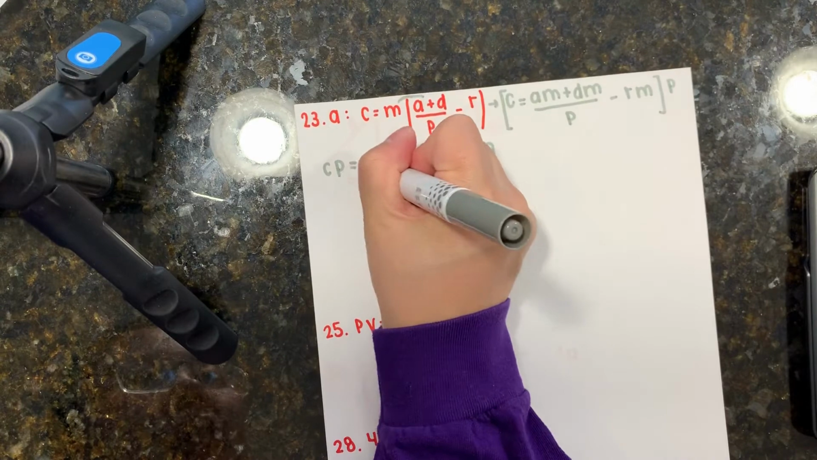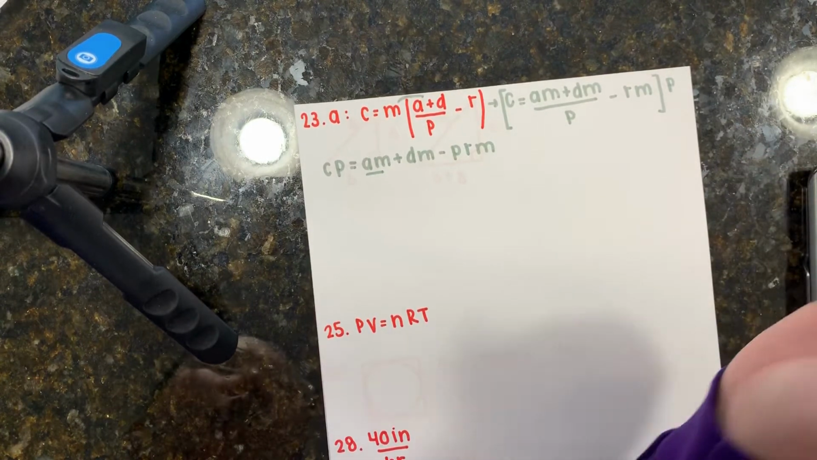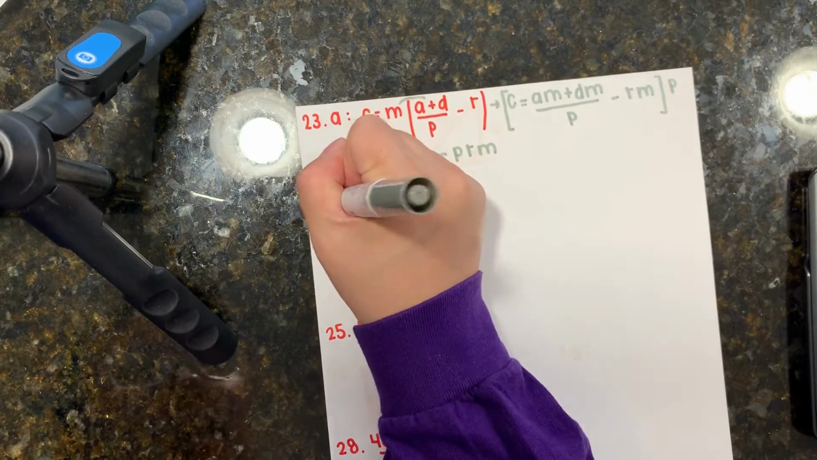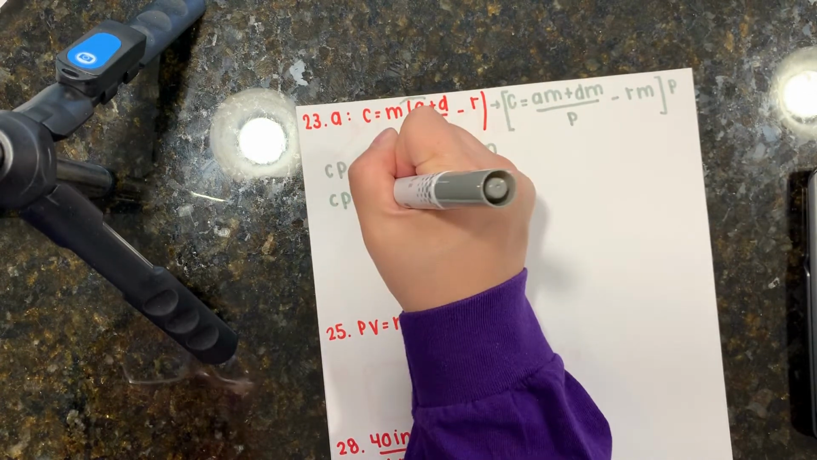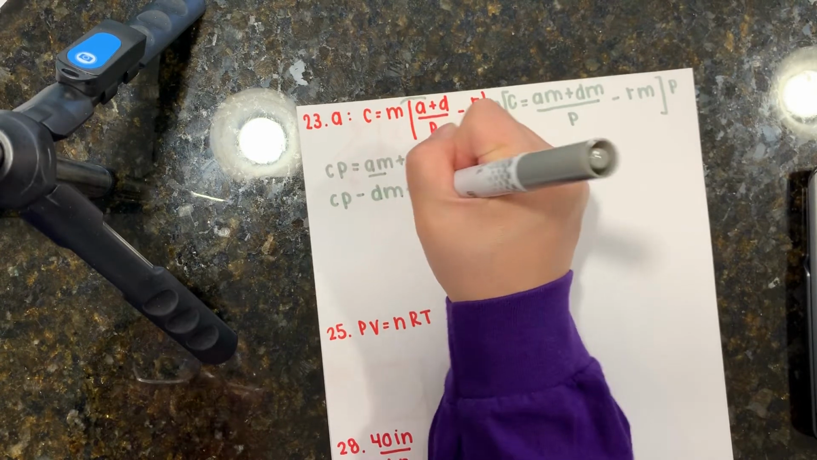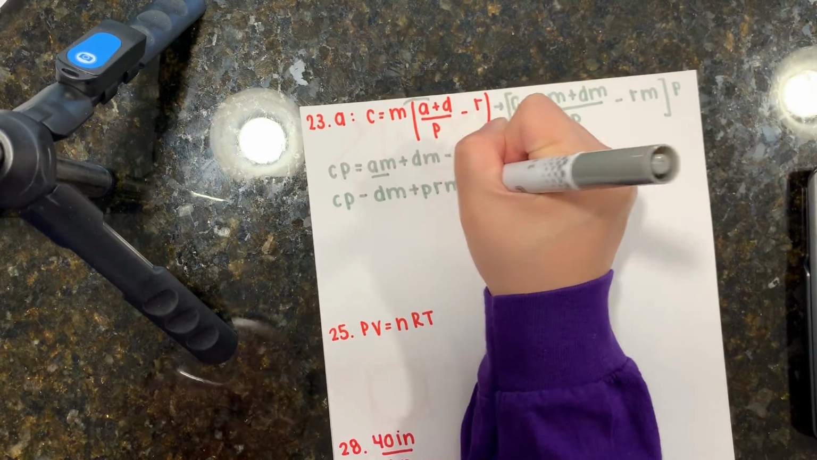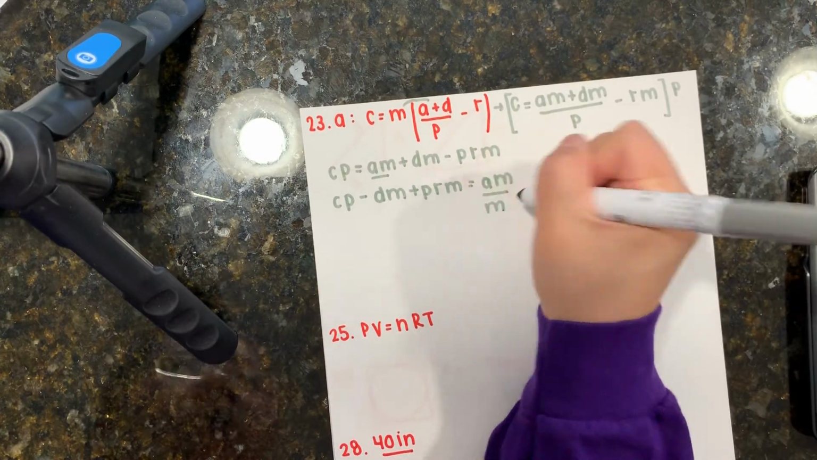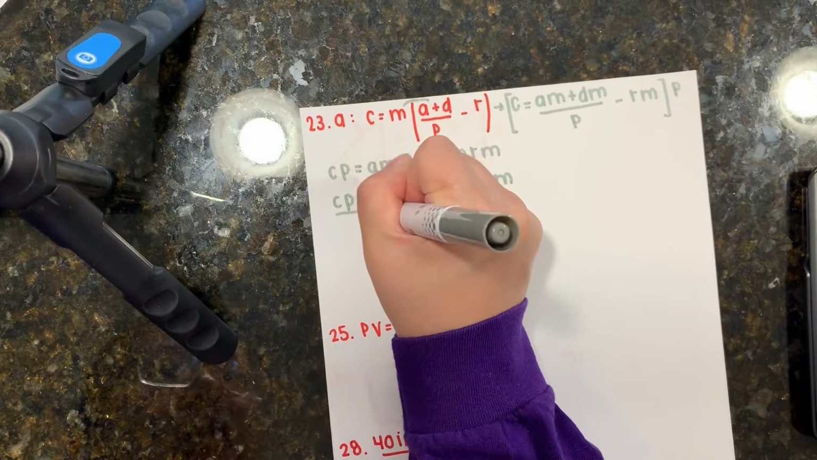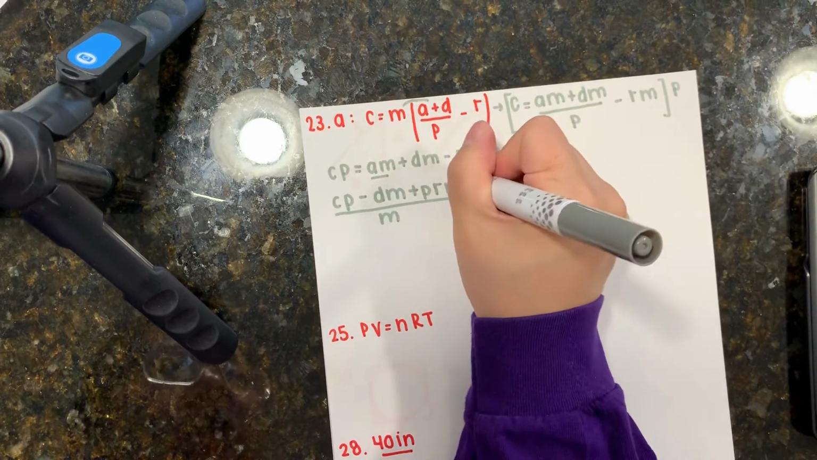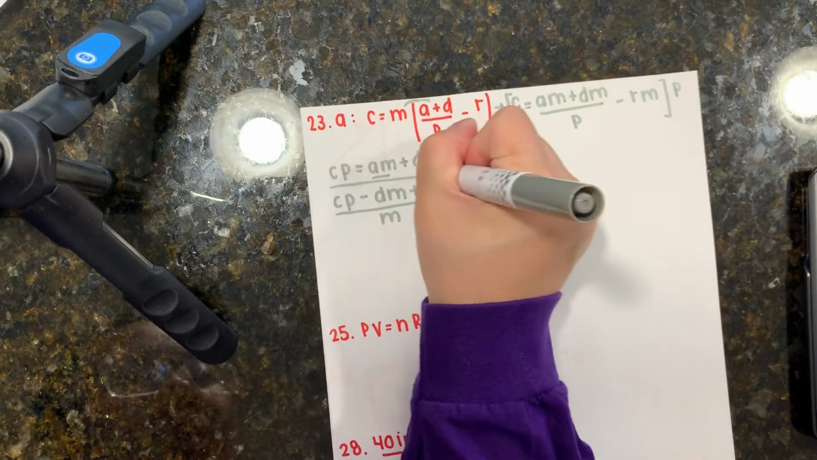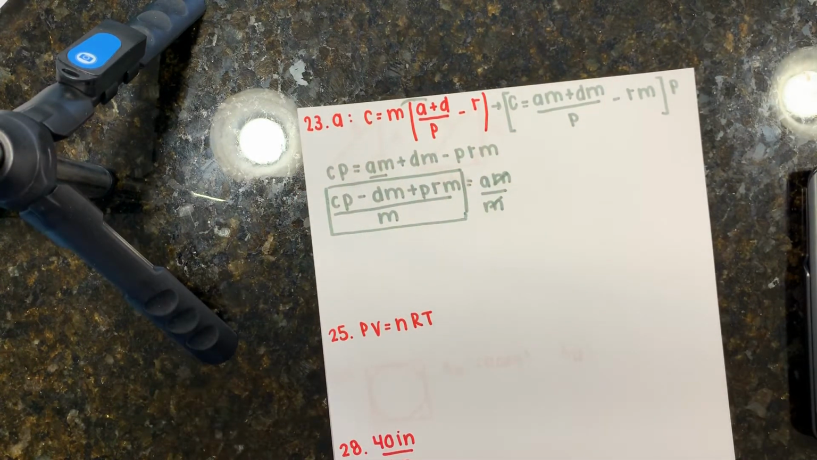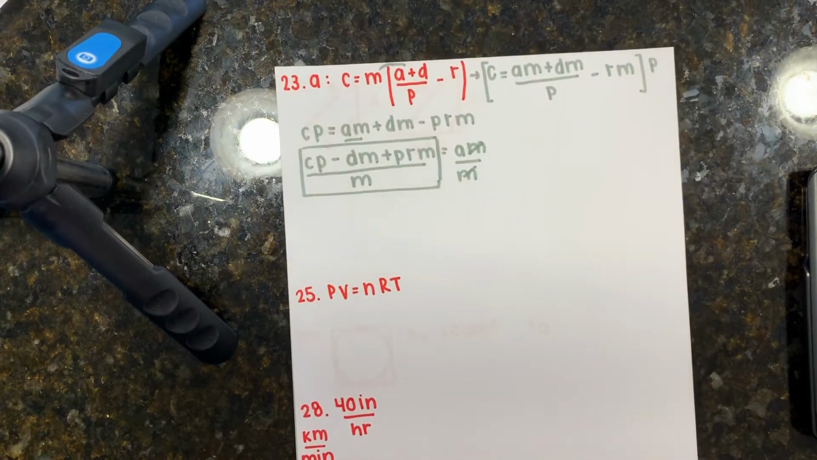Now I'm trying to solve for A, so I'm going to move everything that doesn't contain an A to one side. I'm going to move everything over. So that would give me CP minus DM plus PRM equals AM. Then to get A by itself, you're going to divide the whole thing by M. M's cancel. Your result is right here. CP minus DM plus PRM all over M. That's your result for number 23.